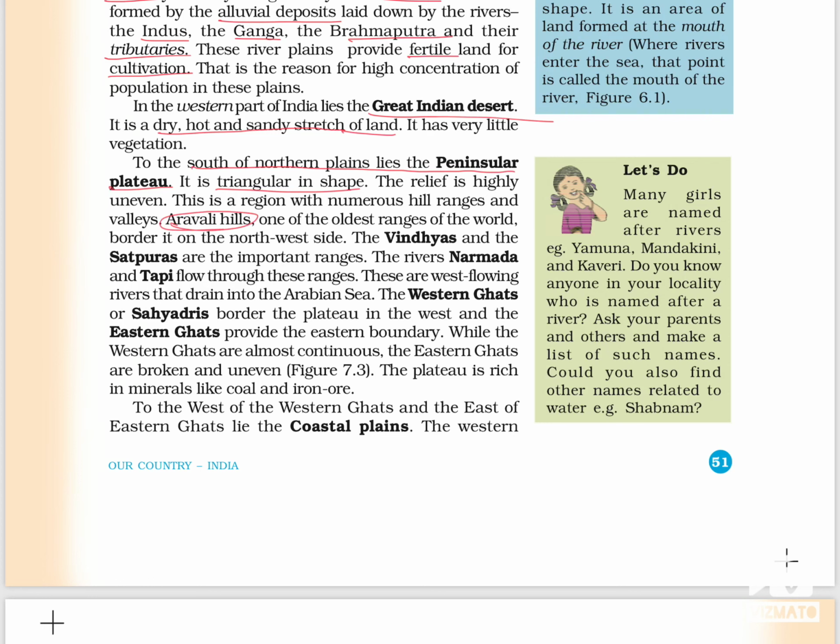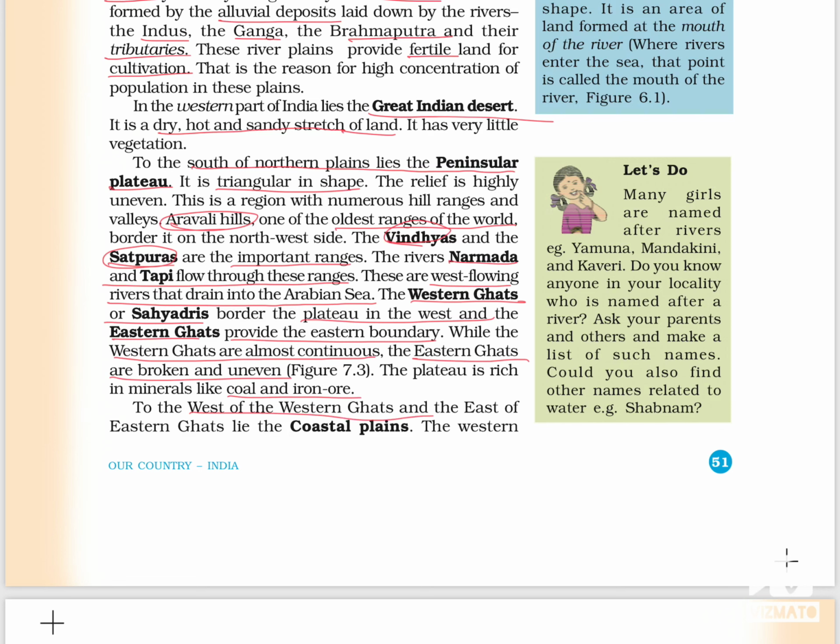Then we have Aravalli Hills, which is the oldest range of the world. Next we have Vindhyas and Satpuras, which are very important ranges. Rivers Narmada and Tapi flow through these ranges. We have west flowing rivers that drain into the Arabian Sea. The Western Ghats or Sahyadris border the plateau in the west, and Eastern Ghats provide the eastern boundary. One important point is that Western Ghats are almost continuous, whereas the Eastern Ghats are broken and uneven. This plateau is very rich in minerals like coal and iron ore.